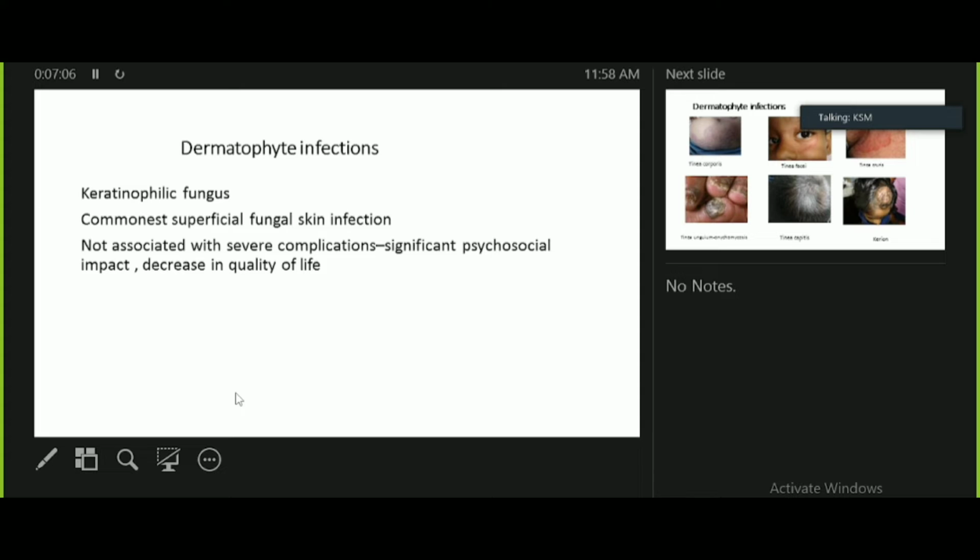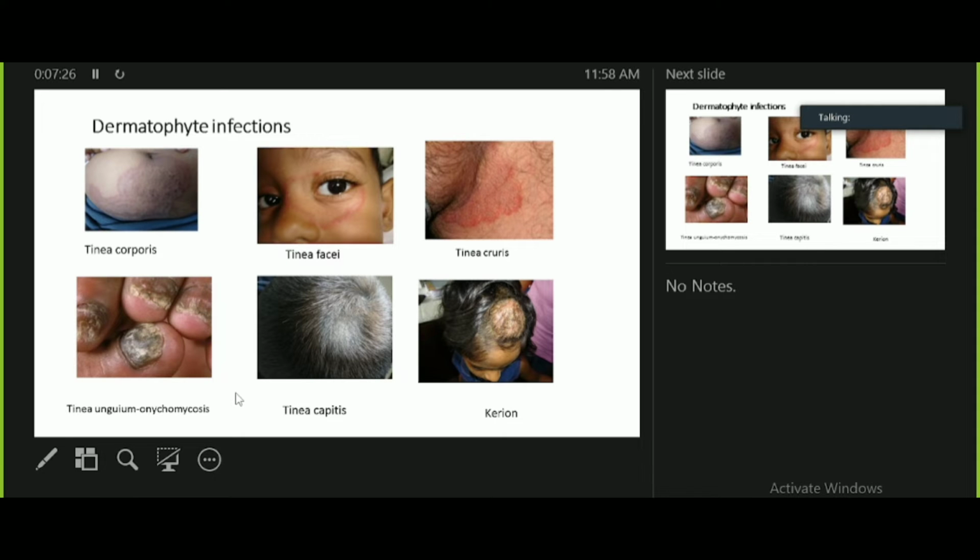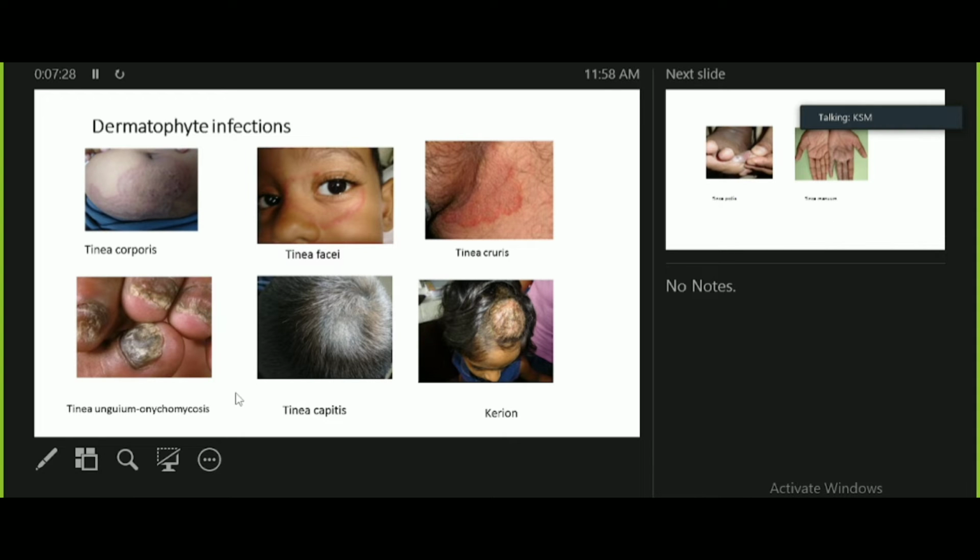Dermatophyte is a keratinophilic fungus. It's the commonest superficial fungal skin infection. Although it's not associated with severe complications, there is significant psychosocial impact and decrease in quality of life. So proper treatment is needed. In dermatology, we have fancy names for everything.